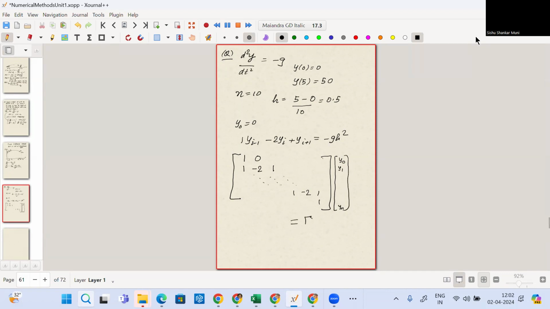You have all those y0, y1, and so on till yn. And this is equal to, can you say what it is? The first initial condition is 0. Y at 0 is 0. Then the next will be minus gh square, right? Whatever you do, minus gh square will be repeating till the end. But at the final you have 50. You have to solve this simultaneous equation. That's it. If you solve, you will get all those y0 to yn, and then you can plot it. You have the data.